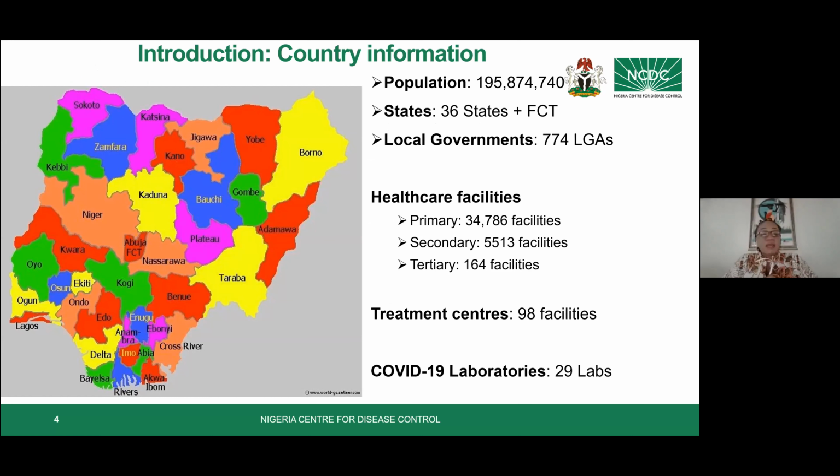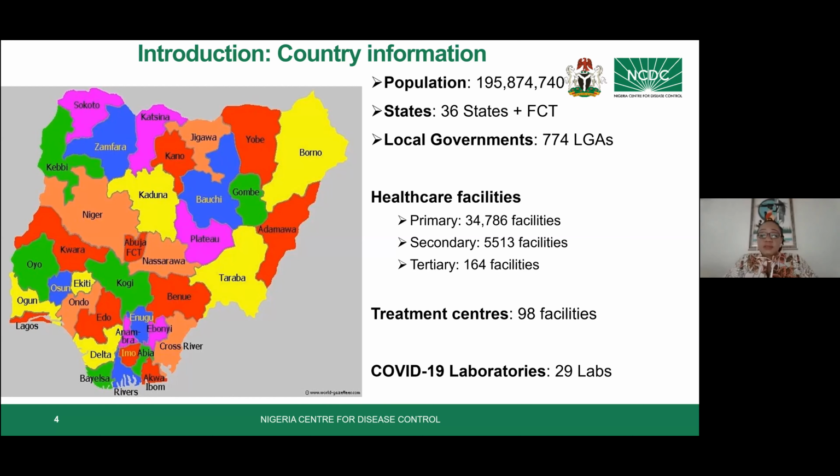Approximately, the primary healthcare facilities in the country are around 34,700. The secondary facilities are around 5,500. And for tertiary facilities, it's about 164 facilities. We currently have about 98 COVID-19 treatment centers, but these numbers change as some states open more COVID-19 treatment centers.